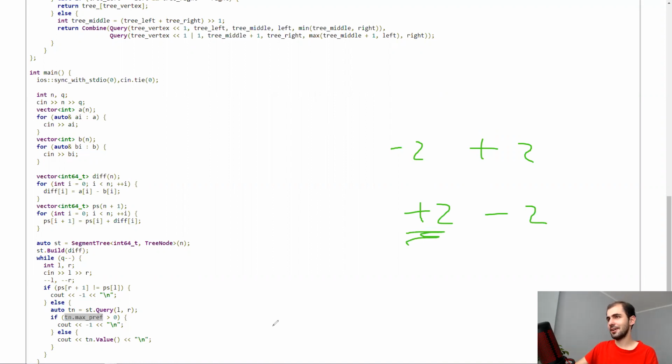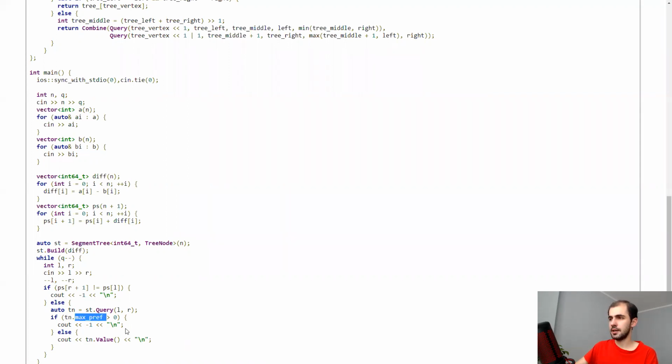So technically, we also need to check that the maximum prefix is not positive, because then we can't get rid of this prefix. That's why I had to run answer on test 81, because I forgot about this.